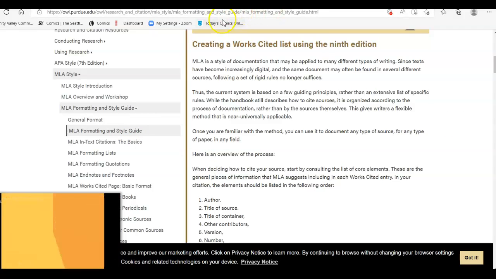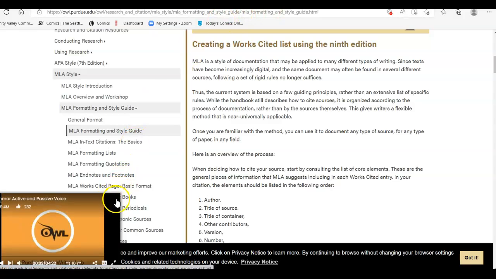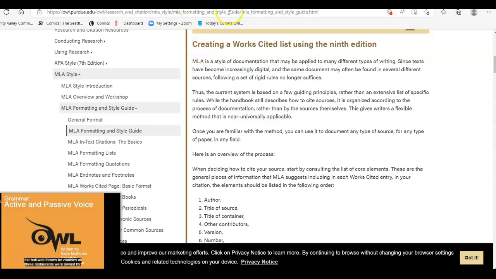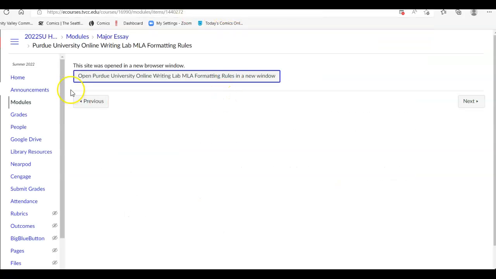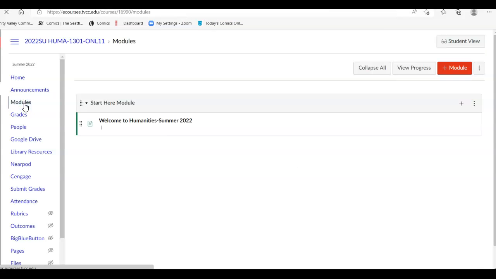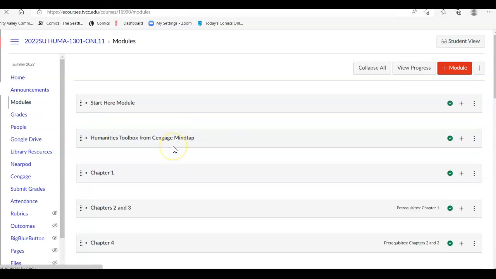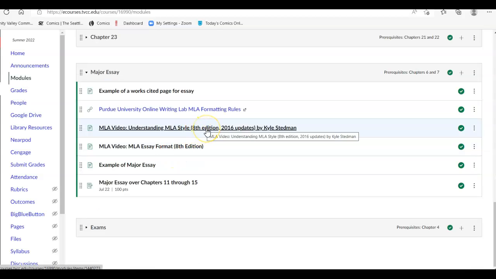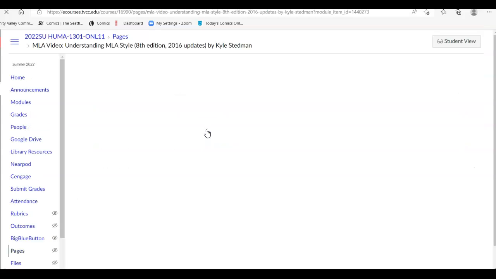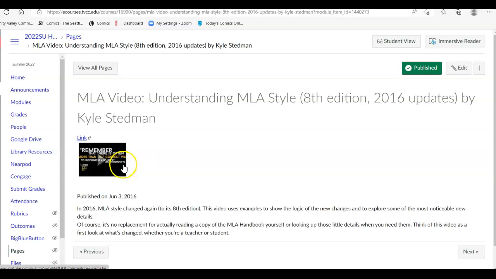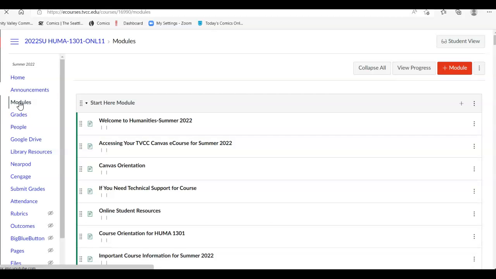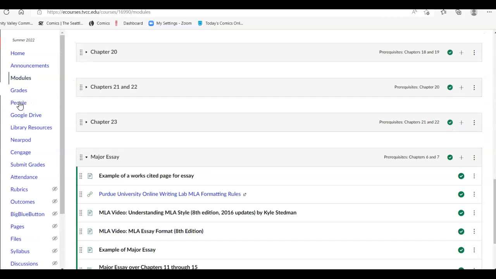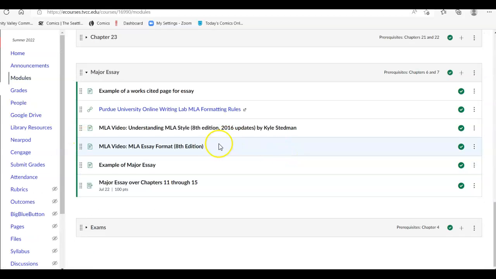This is from the OWL, where they're trying to show some other information, details. And Purdue is very, very good. The online writing lab gives you a number of key different details about the work there. This is a video that goes over MLA style. This is by Kyle Stedman. And again, if you just click here, it simply goes through the details of how you actually would set up the details for a works cited page and citations within an essay.